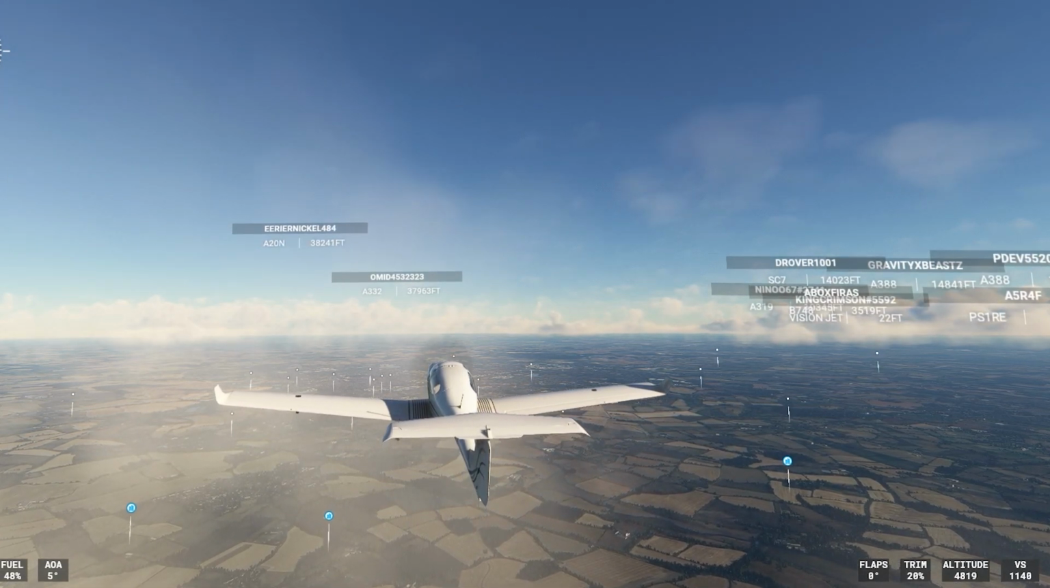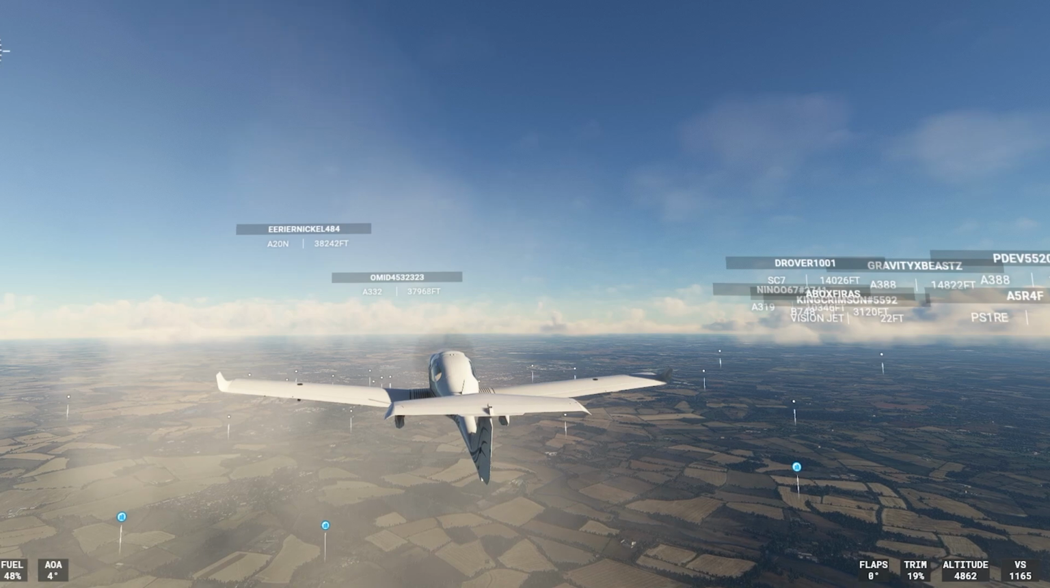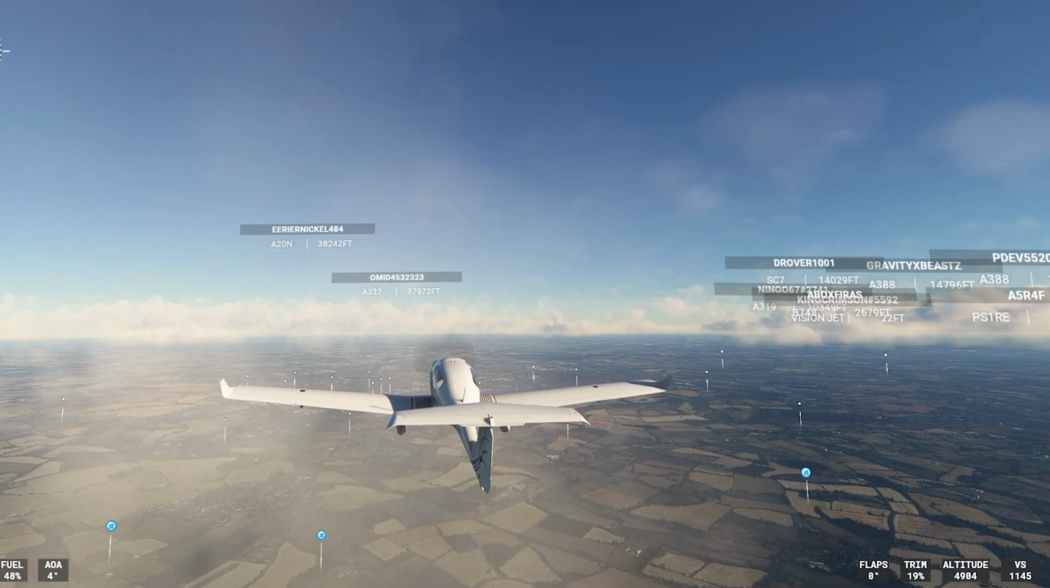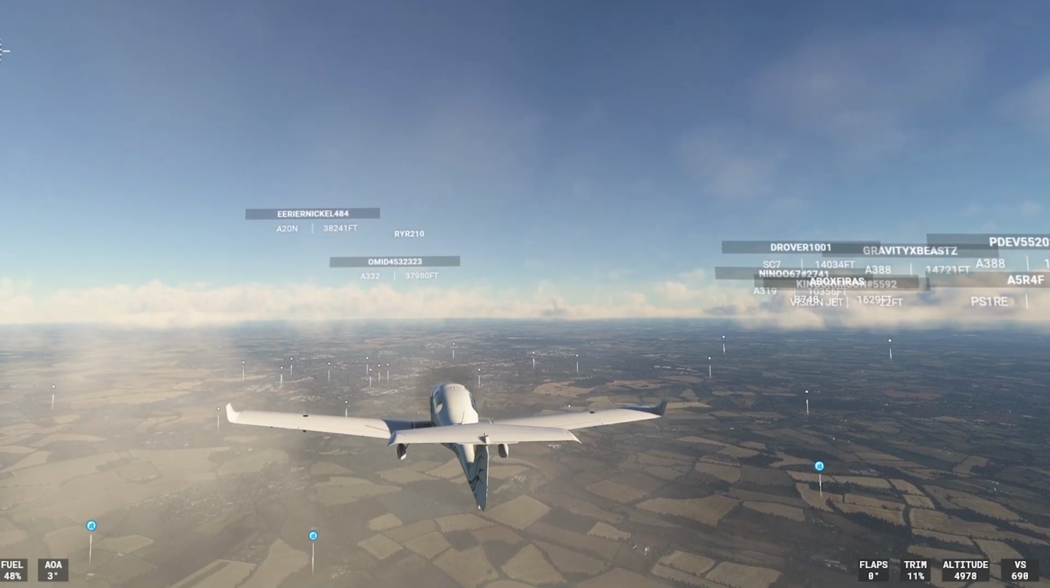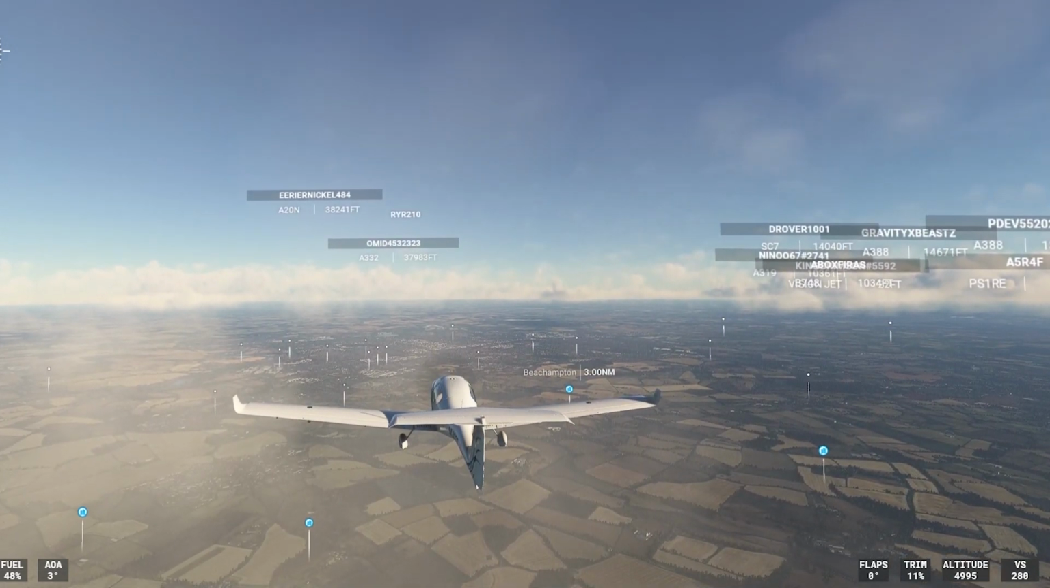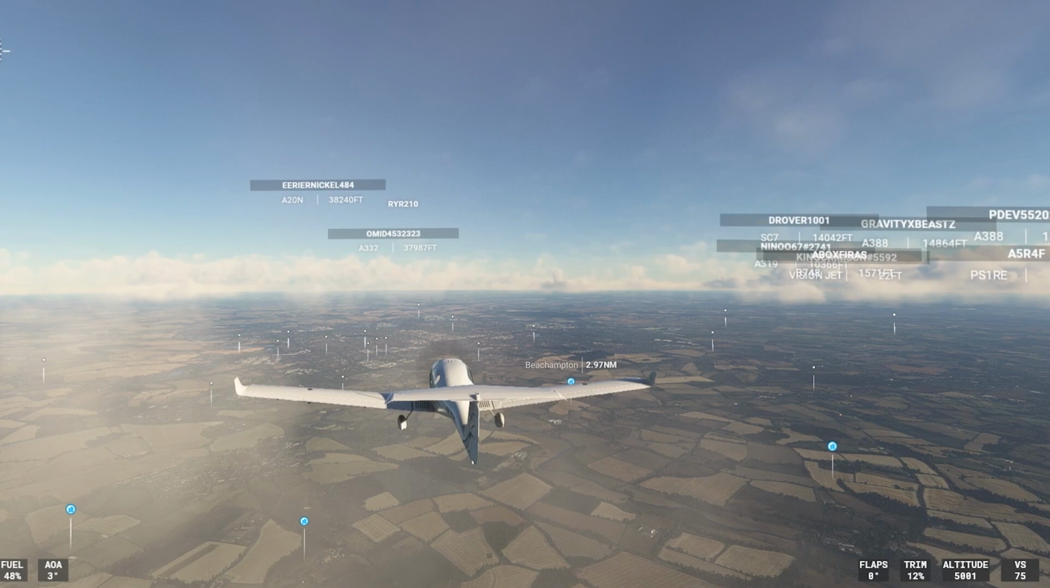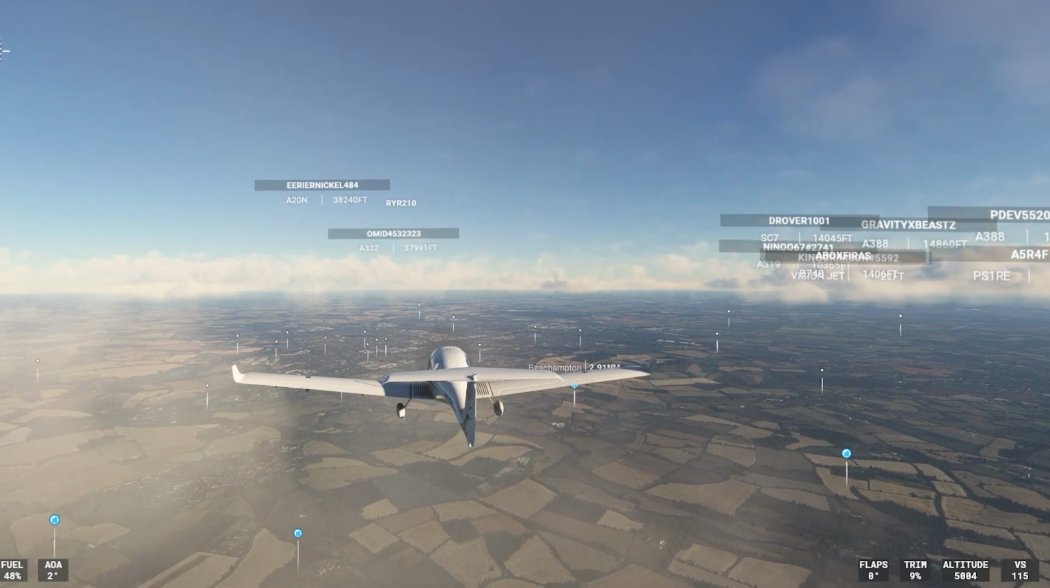So there's a few names I recognise I've seen around about. Generally, most people in A20Ns and A332s, all sort of commercial aircraft really.